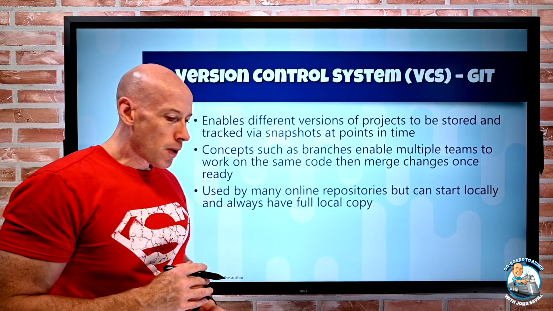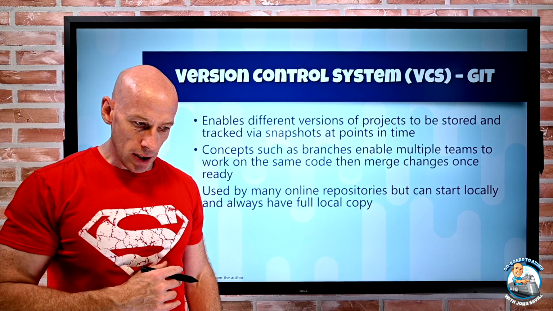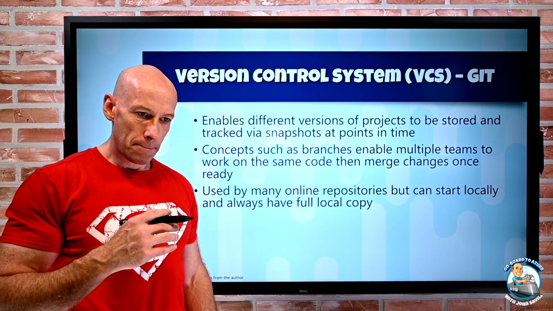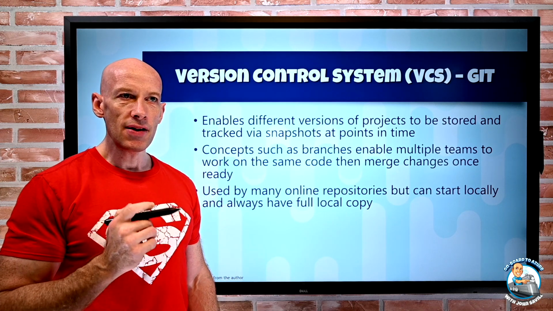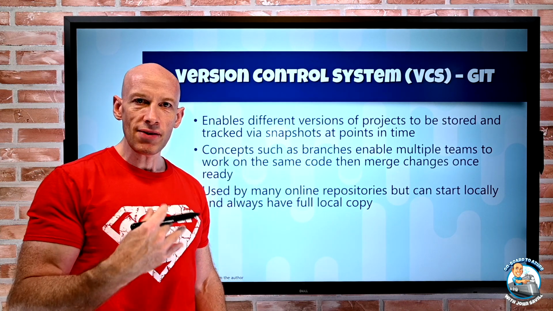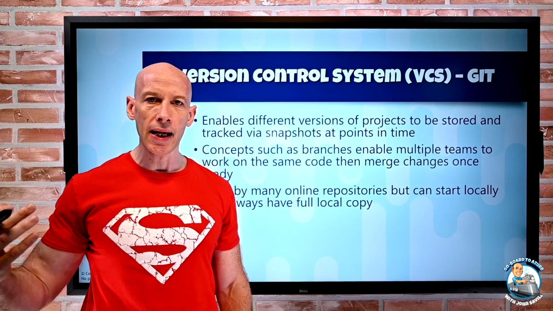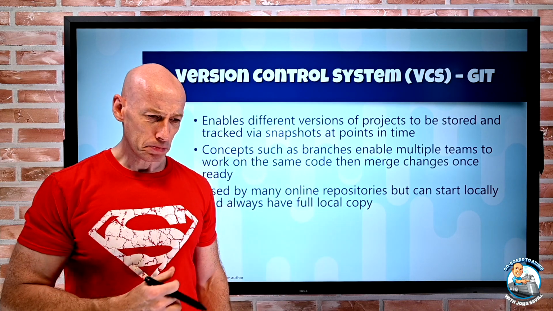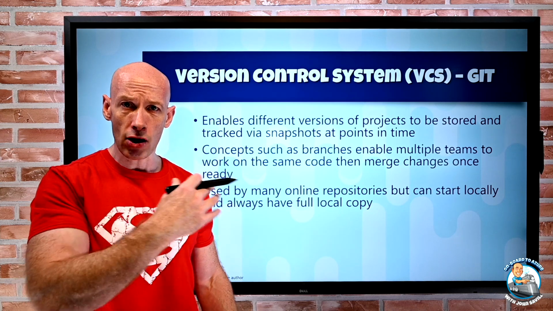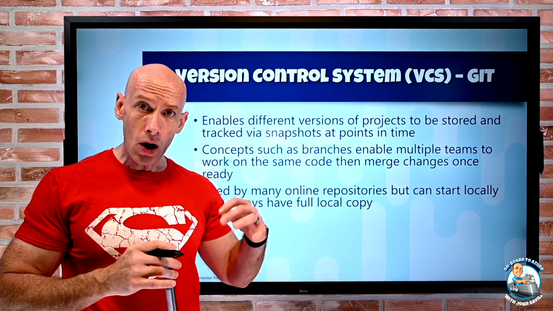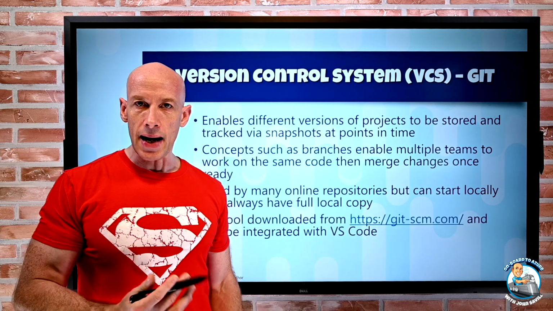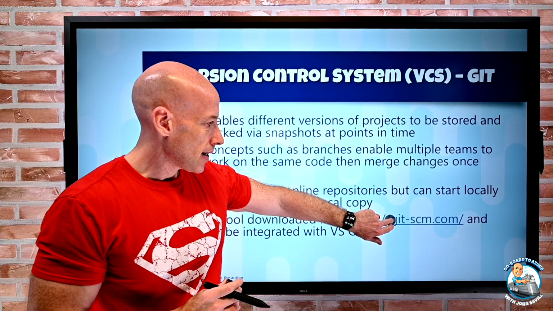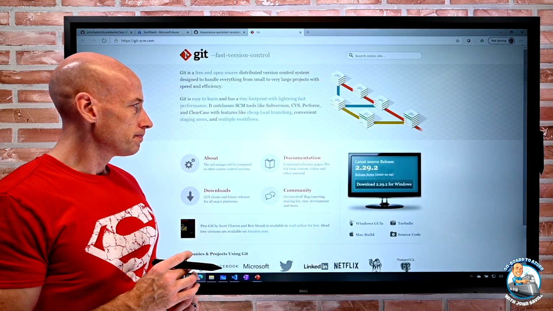Now this is used by most of the online repositories, but we can start locally. One of the key things with Git is, even if I have a remote repository, I always have a full local version. So I could be on a plane, completely offline, and I still have the full history. It creates a full local copy on my machine. Now to get started, you have to download Git. So I can go to git-scm.com.